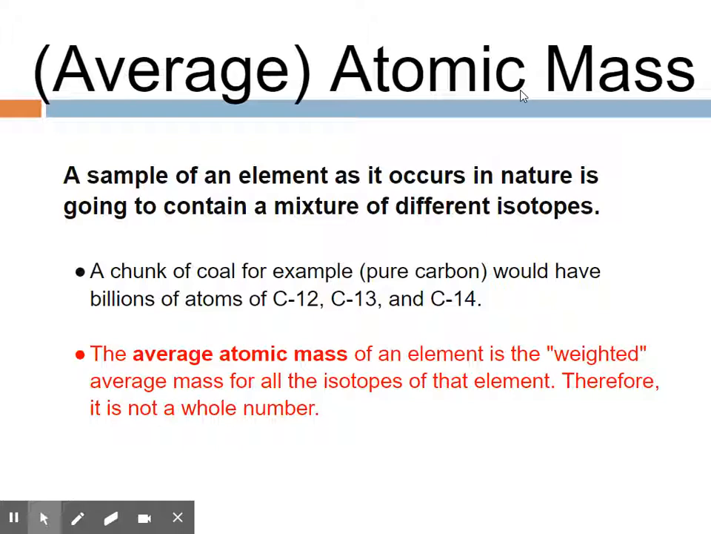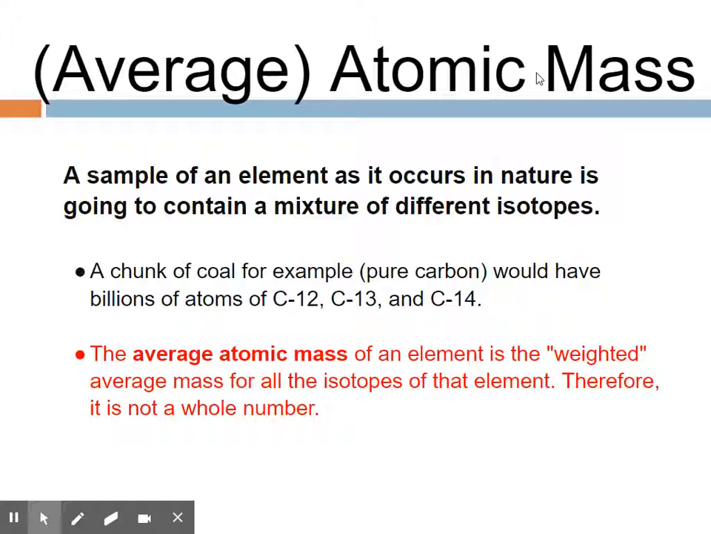The average atomic mass of coal is not going to be just adding up those three numbers, though. If we averaged 12 plus 13 plus 14 and divided by 3, we would get 13. But if you look at the periodic table for carbon and you look at the mass number, the average mass number is 12.01. And that's because this is calculated using a weighted average. They take the one that's most common and it's worth more in the average. The ones that are less common are worth smaller amounts based on how common they are.